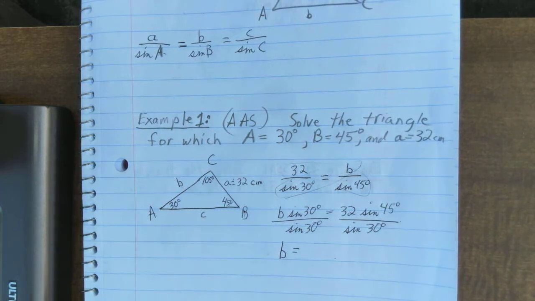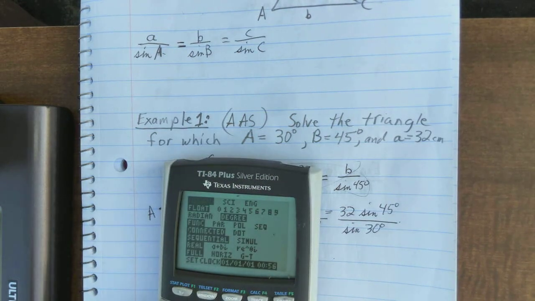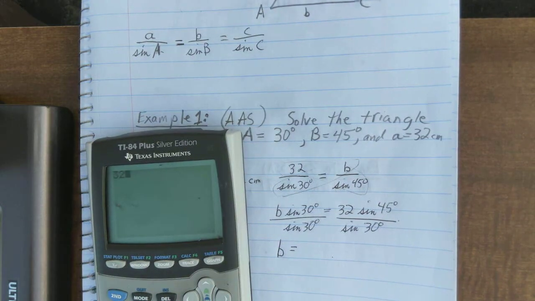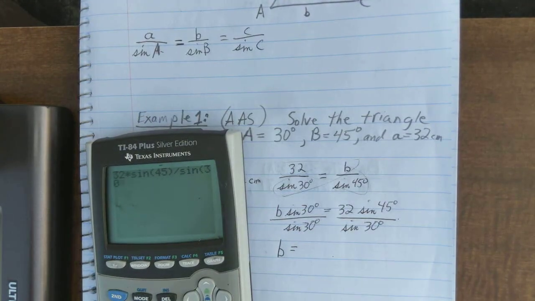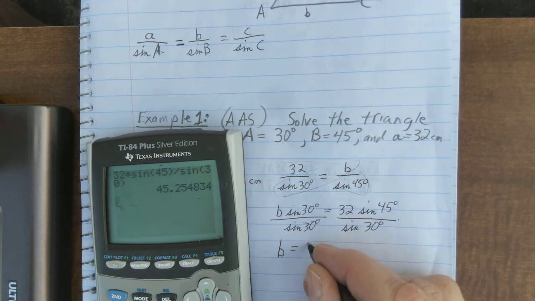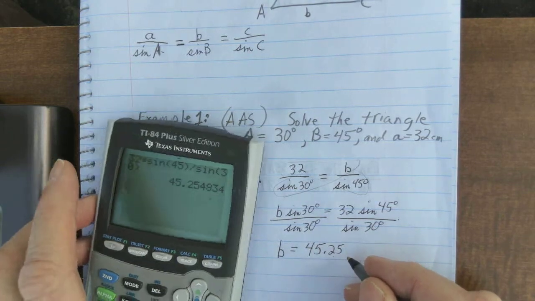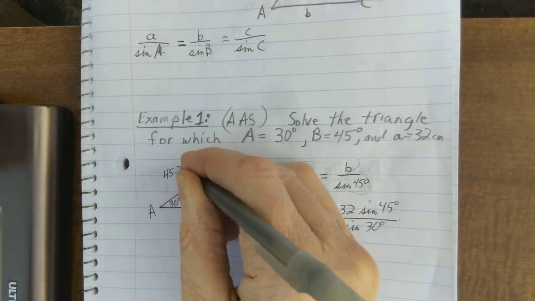And b is equal to, alright, I'm going to check something, yes, we're in degree mode. So I'm going to take 32 times the sine of 45 degrees divided by the sine of 30 degrees, and I'm getting, let's go two decimal places, 45.25. This is a length, so it's 45.25 centimeters.